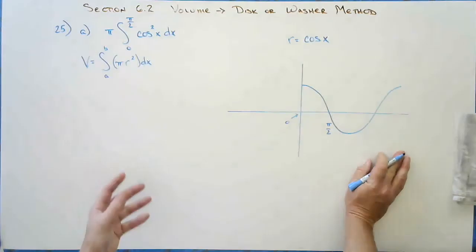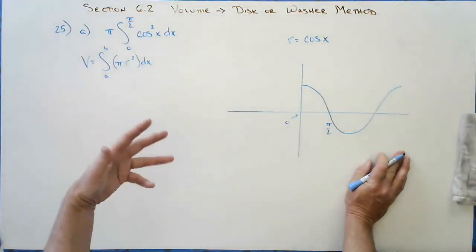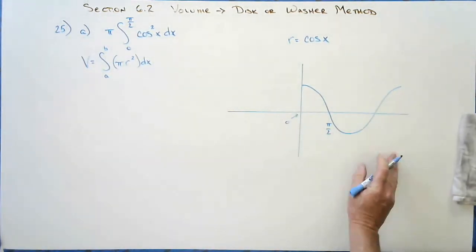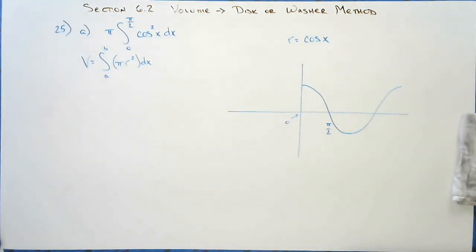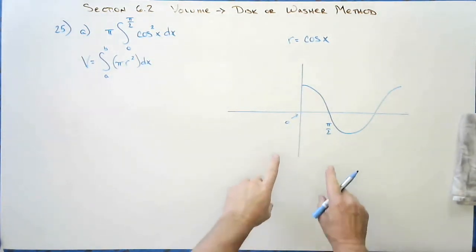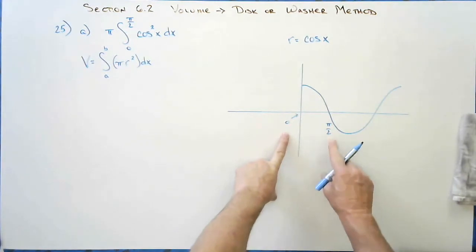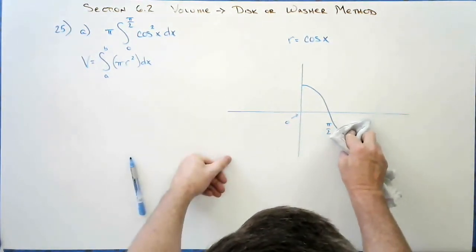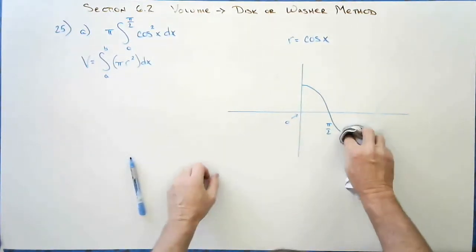So they expect us to use our intuition and our problem-solving skills, there's no set of steps, is what I'm trying to say here. They're just expecting you to think this through. Our bounds are 0 to pi over 2. So that means we're only talking about this much of the cosine curve, right? This much here.